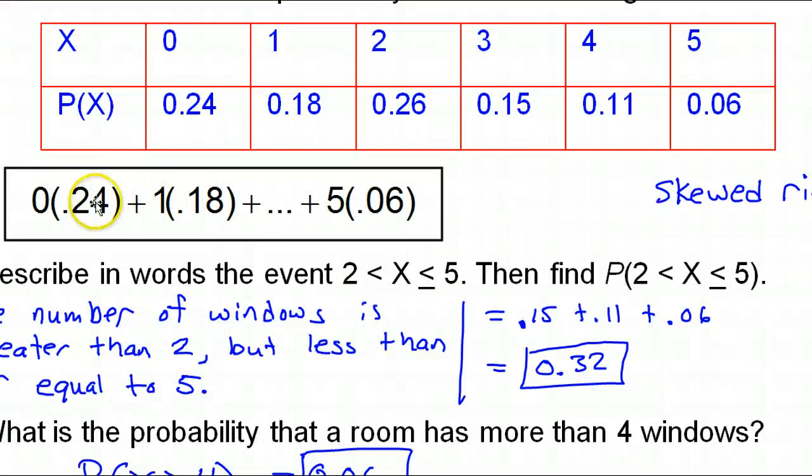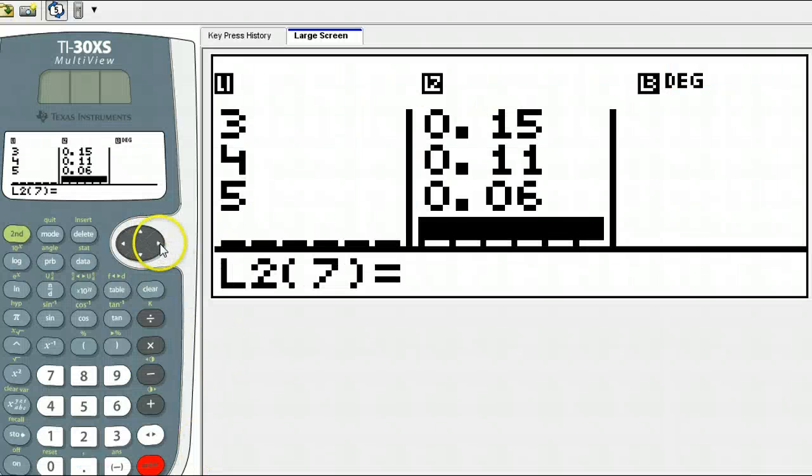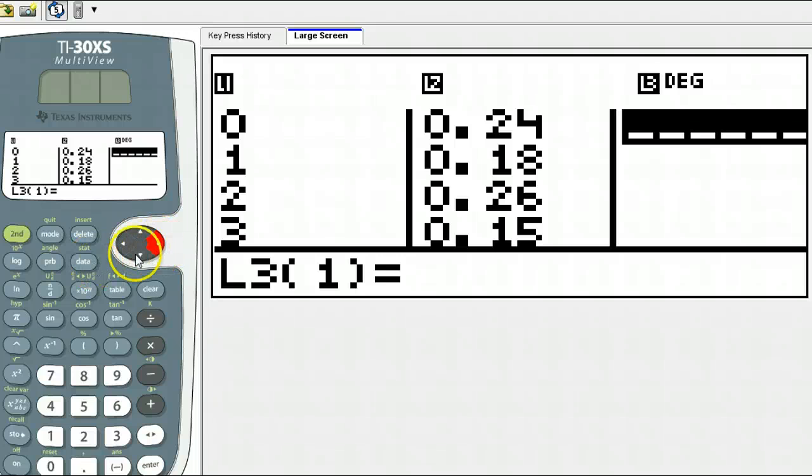Okay. Now, as you saw, when we calculate the mean, we did x times p plus x times p plus x times p over and over again. So what we need is a bunch of x times p's, xp's. But remember, all of our x's are in list 1, and all of our p's are in list 2. So when I say x times p, it's really list 1 times list 2. So what we can do is go over to list 3 now and put a function in here that's going to give us x times p over and over again.